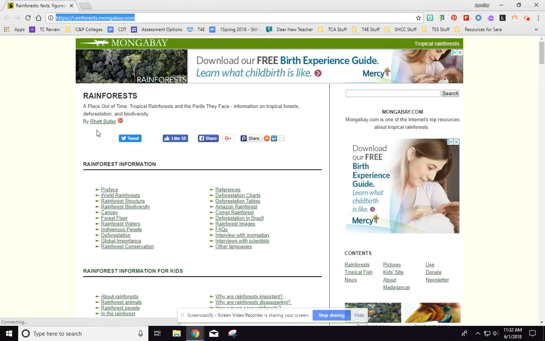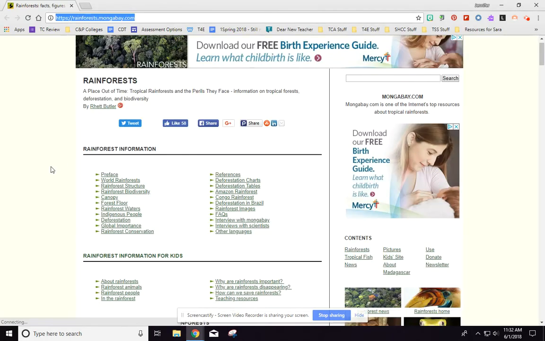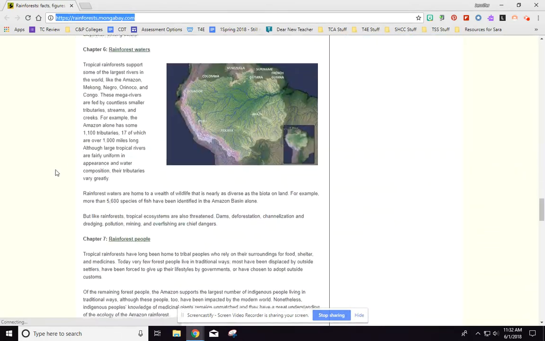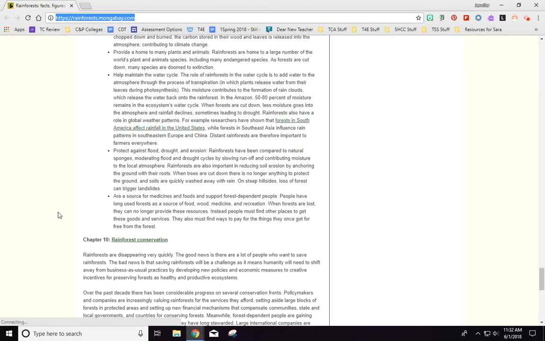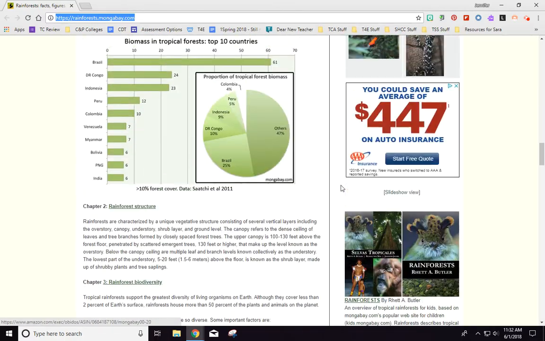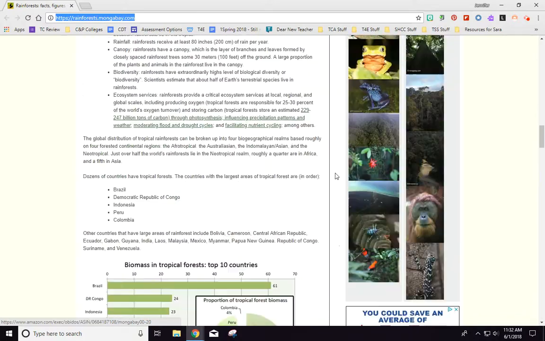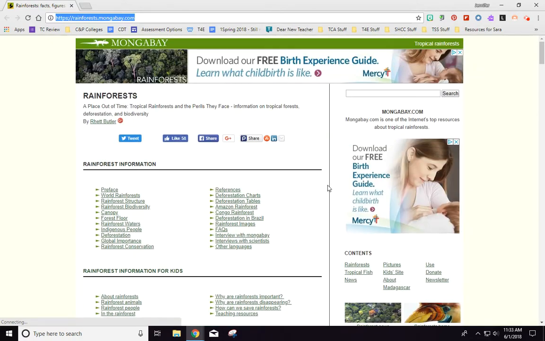The author on this one is right here, Rhett Butler. So I'm going to put it here, but sometimes it's all the way at the very bottom, and it'll say copyright Rhett Butler. There he is right there. Sometimes it'll be on the very bottom, or sometimes it'll be on a sidebar right here. And it looks like he's written some books. Interesting.